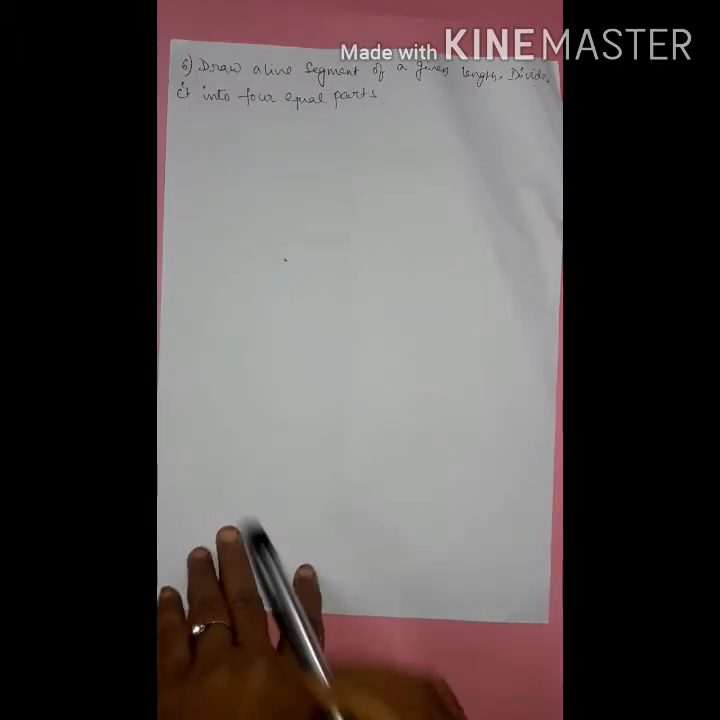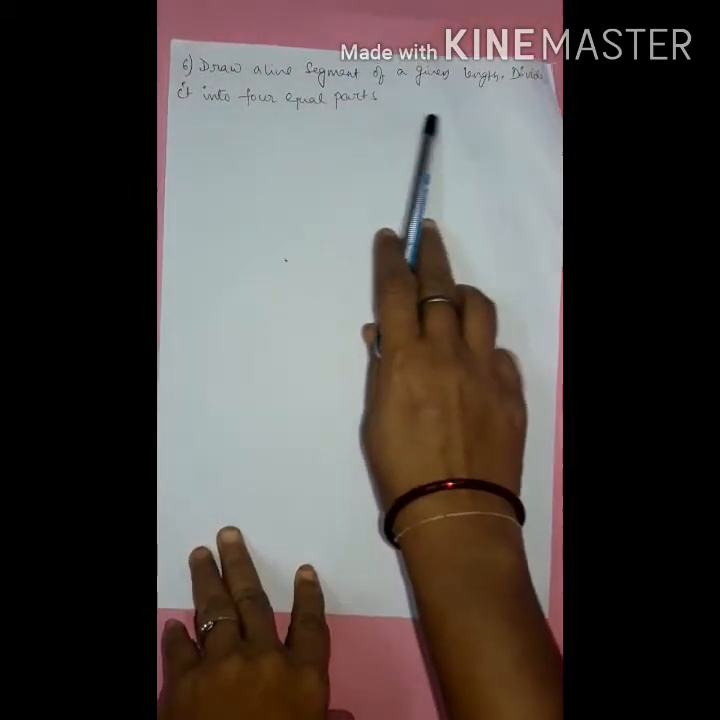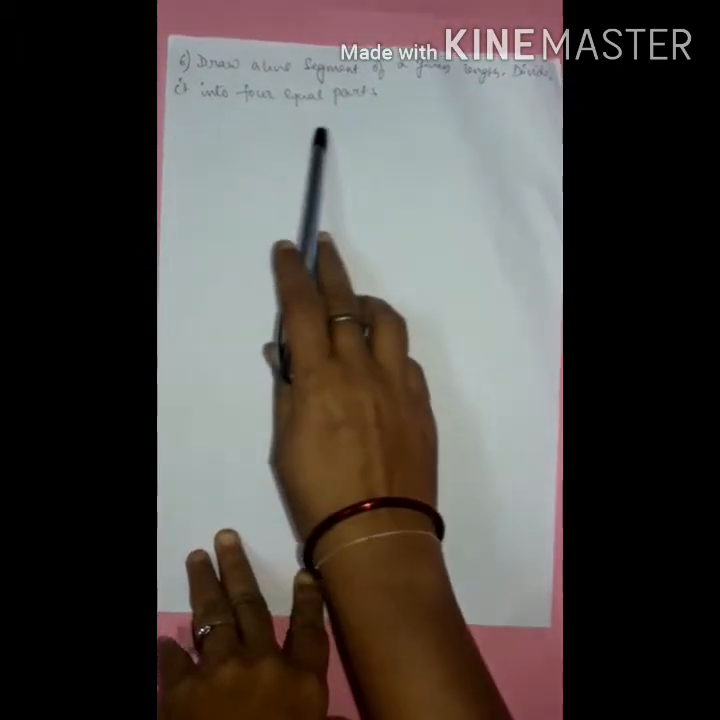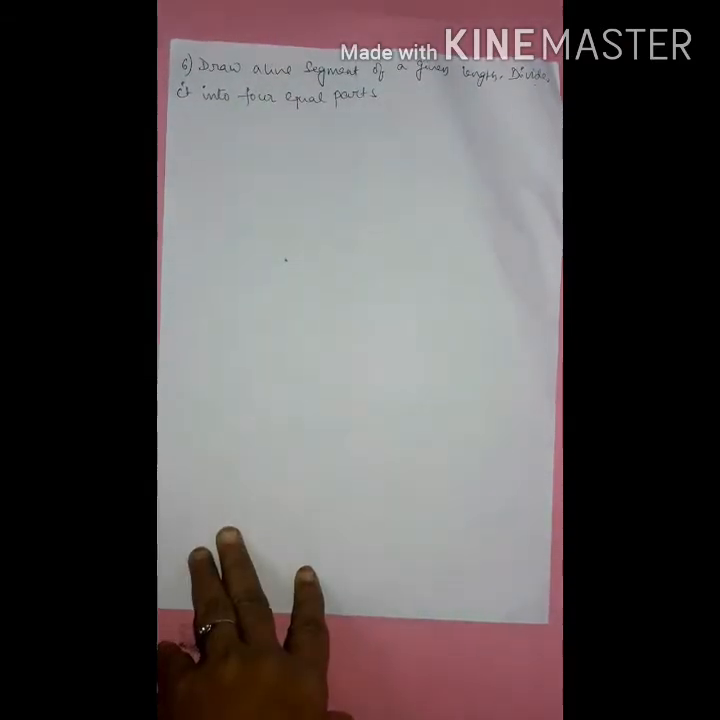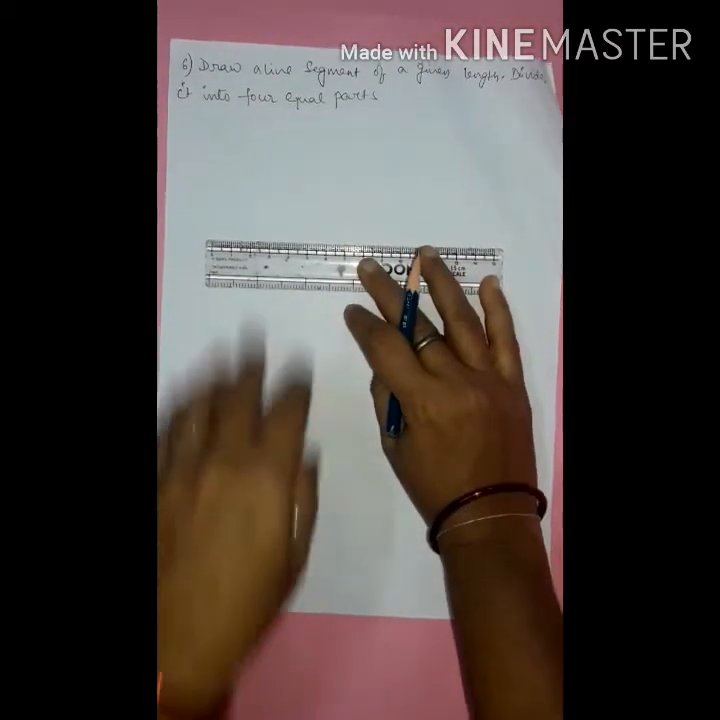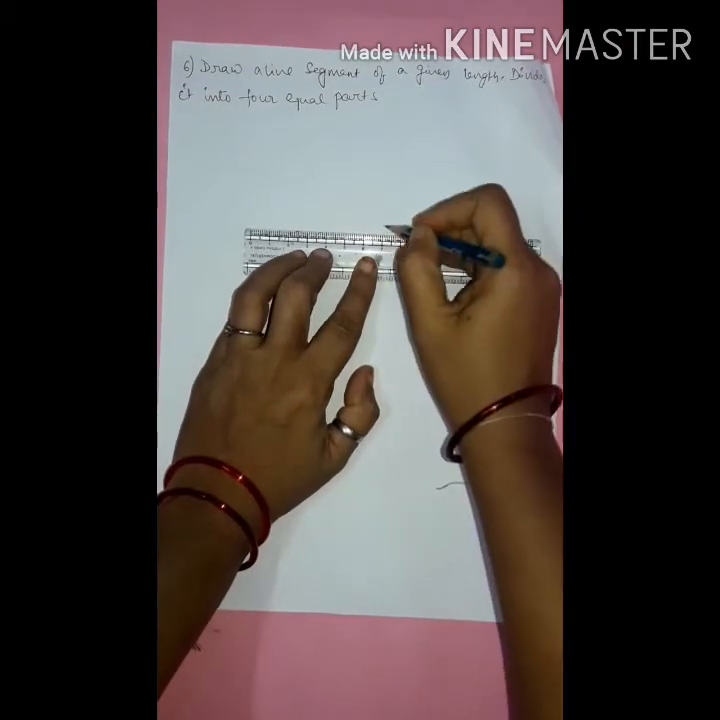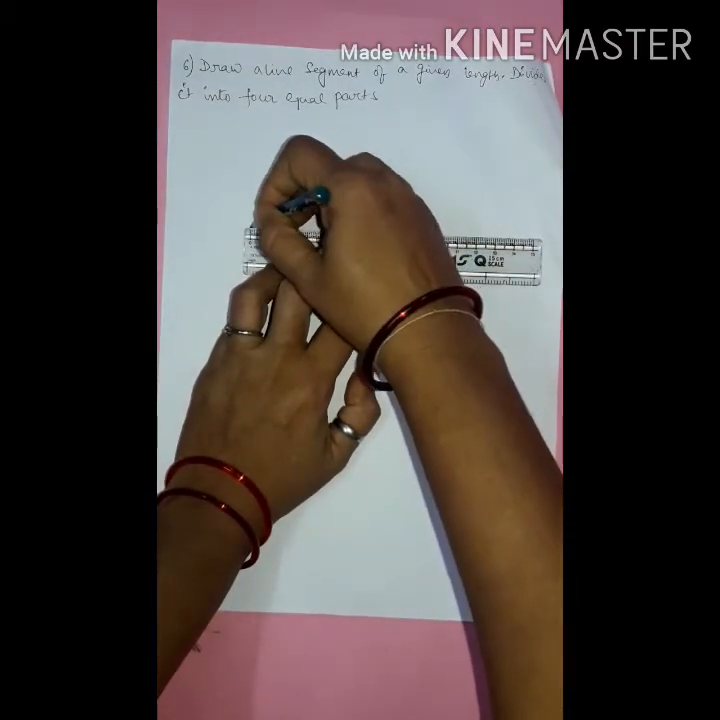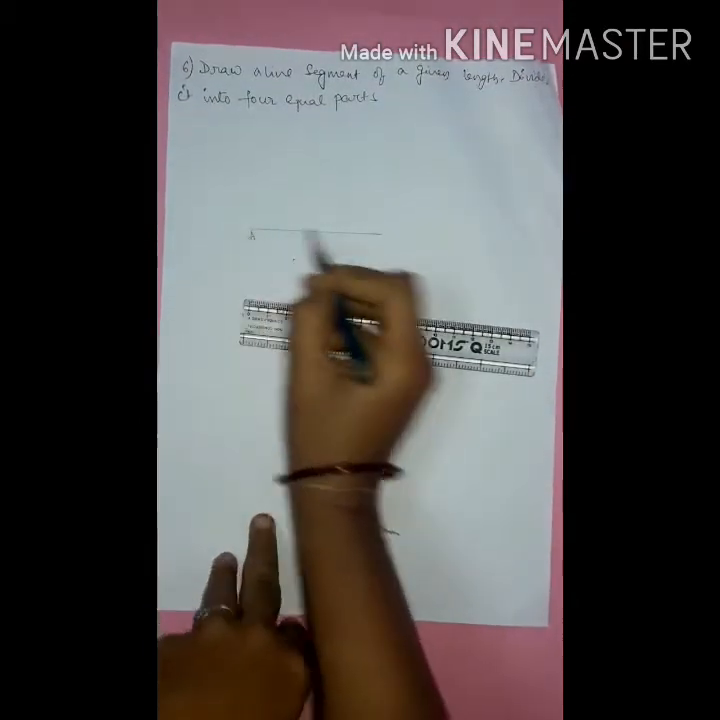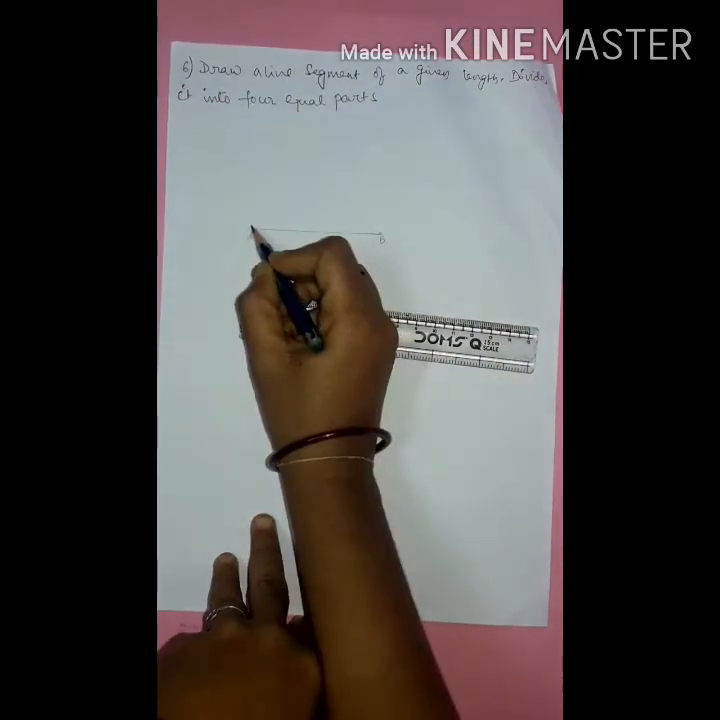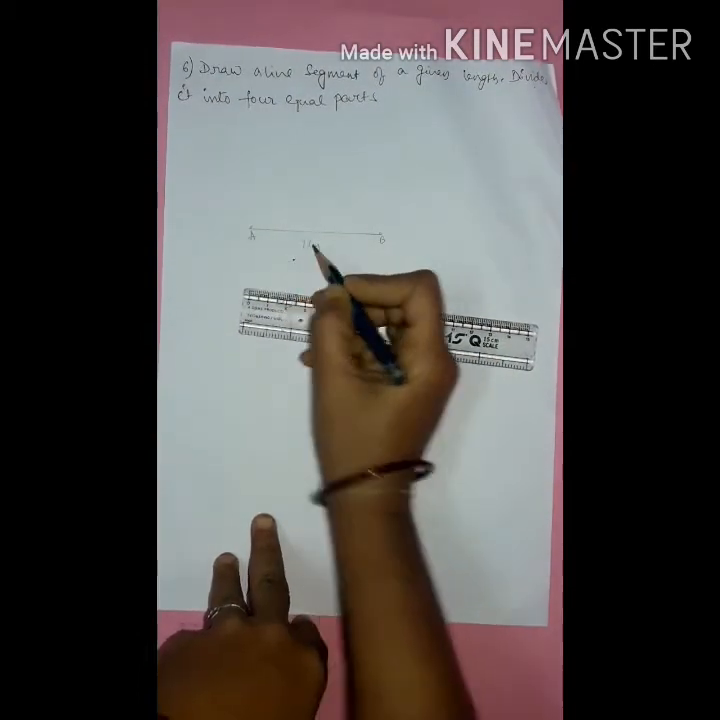Question number 6 of worksheet 3. Draw a line segment of a given length. Divide it into 4 equal parts. Similarly, same like this, we have to divide into equal parts. Any line segment length you can take, and suppose I am taking 7 cm. You can take 8 cm also, 9 cm also. This is the 7 cm.